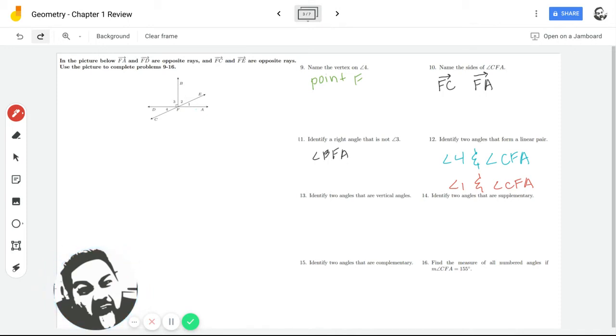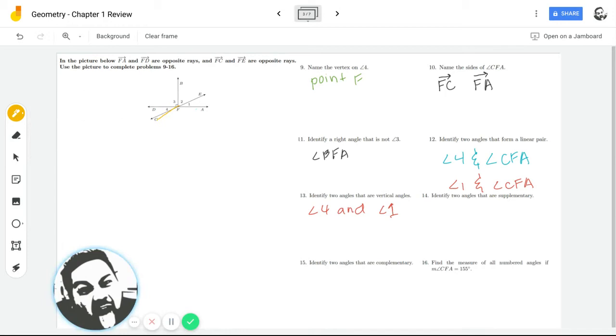Moving on to question 13, identify two angles that are vertical angles. The easy one for me would be angle 4 and angle 1. So I'm going to write that down, angle 4 and angle 1. There is one more, and this one is really hard to see. Most people don't see it. But let me highlight it, and then you can think about it.